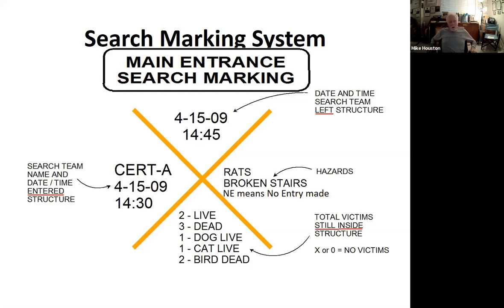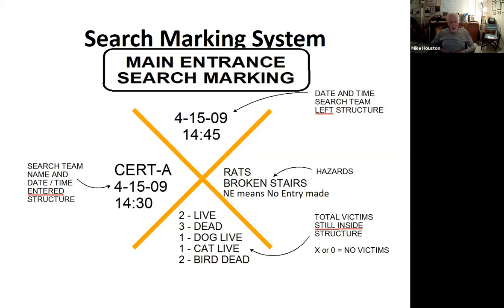So when we come back out, we complete the X by making the slash from the upper left to the lower right, fill in the date and time that they left the structure. Over on the right-hand side where it says rats, broken stairs, NE, this slide says NE means no entry made. Well, if there's no entry made, well, they can't have anything below that X unless they can confirm that there's somebody still inside.